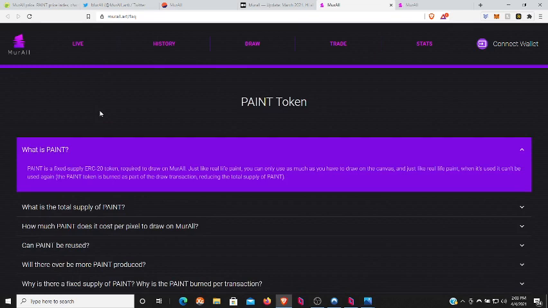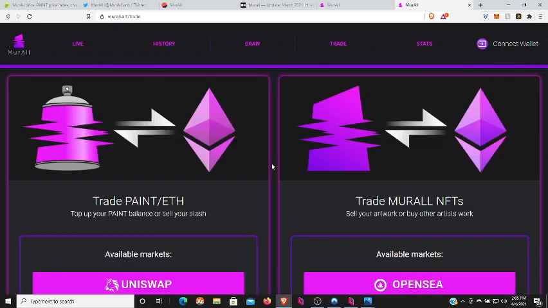Paint is a fixed supply ERC-20 token required to draw on Murall. Just like real life paint, you can only use as much as you have to draw on the canvas. And just like real life paint, when it's used, it can't be used again. Very important right here, the paint token is burnt as part of the draw transaction, reducing the total supply of paint.